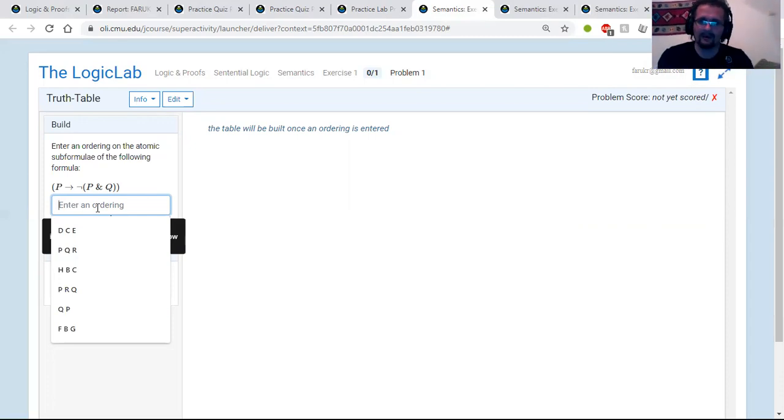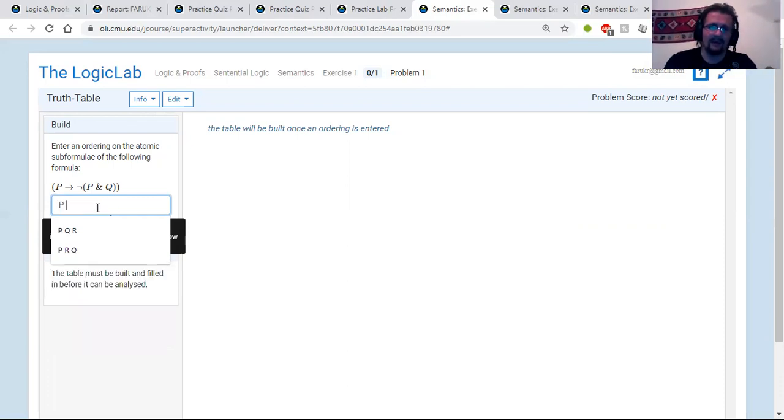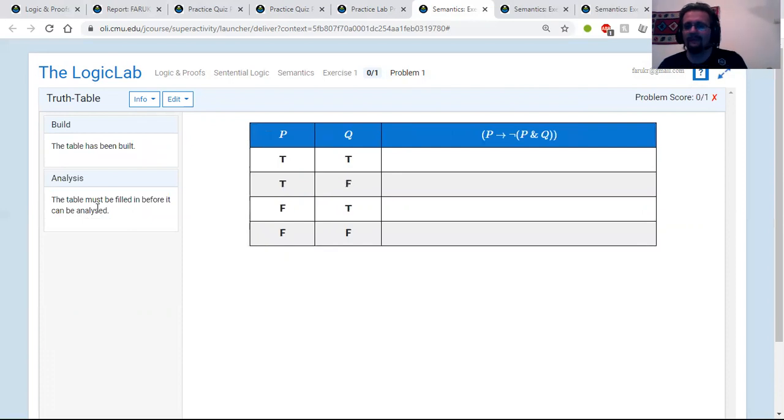So you put in all the letters. I just like to do them in whatever order they appear. It doesn't really matter. We have P and we have Q. Those are the two atomic elements that we have. We hit enter, so we get a table. All right, so the number of lines that you have in a table depends on how many atomic elements you have in a formula. And the way this works is the number of rows you need is 2 to the power of n, right? And n is how many different letters you have in the formula, right?